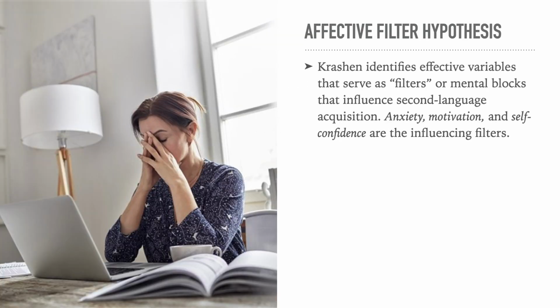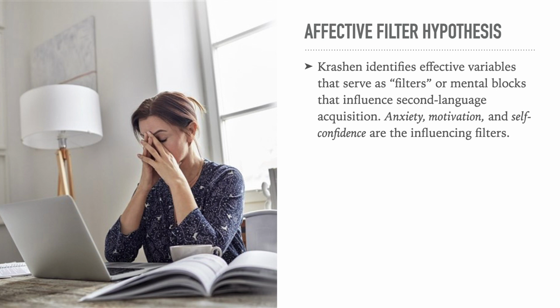Krashen identifies three affective variables that serve as filters or mental blocks that influence second language acquisition. Anxiety, motivation, and self-confidence are the influencing filters. In situations in which we feel comfortable, in which motivation is high for acquiring the language, and in which we see ourselves as capable listeners, acquisition of the second language is enhanced. The opposite occurs when anxiety is high and motivation and self-confidence are low.